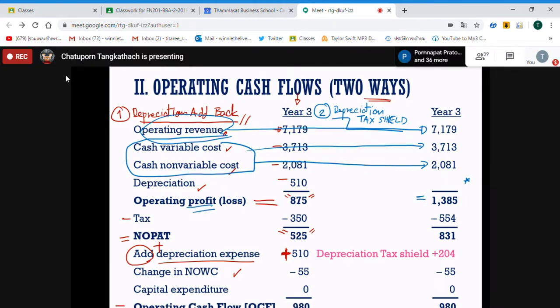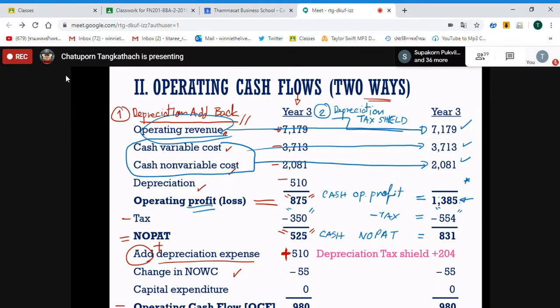You may call this 1,385 something like cash operating profit, or operating profit that seems to be cash, because we start from revenue that we consider as cash. We deduct only expenses that we actually pay in cash. So we get cash operating profit. After that, we deduct tax immediately. And you notice that the tax amount will be larger compared to 350 before. But this is correct. Compute tax based on 1,385 here. After you calculate tax, you subtract it out, so you get NOPAT. The net operating profit after tax that you get here may seem to be like cash NOPAT.